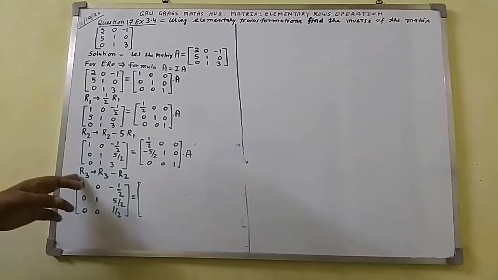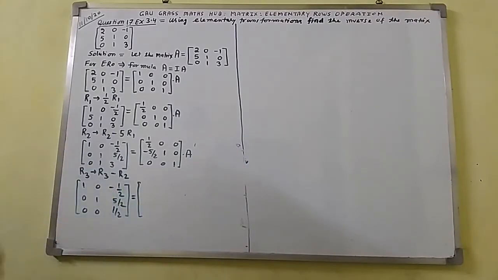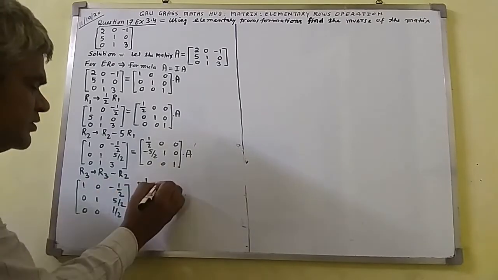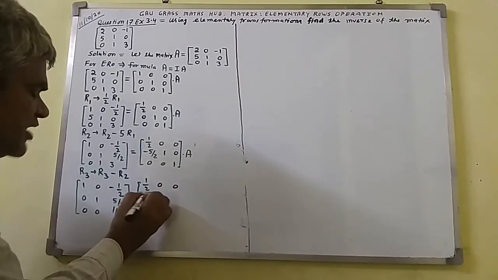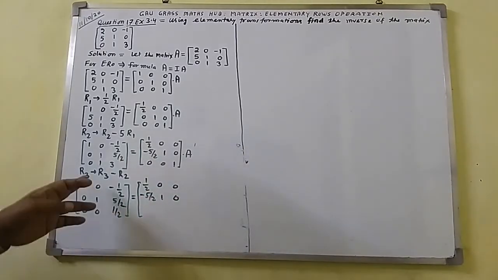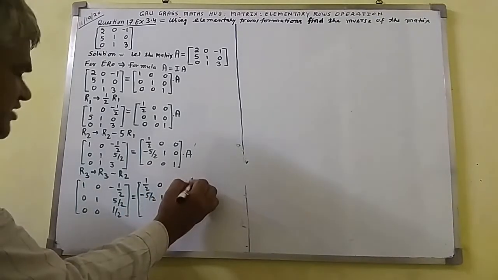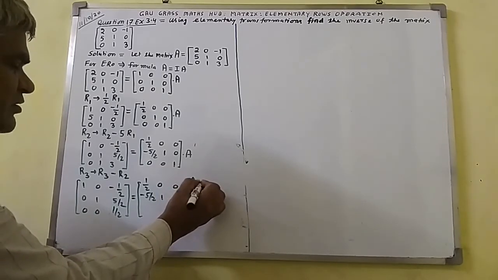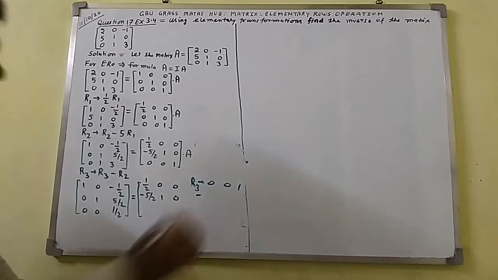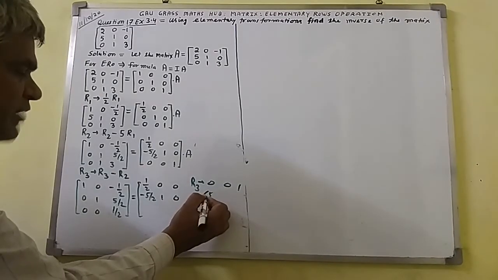After that, changes will occur only in the third row. The first and second rows will be written as it is: 1 over 2, 0, 0, minus 5 by 2, 1. Changes occur in the third row. The third row, R3, going to 0 0 1, I have got R3 minus R2. So here I write minus R2, minus 5 by 2.